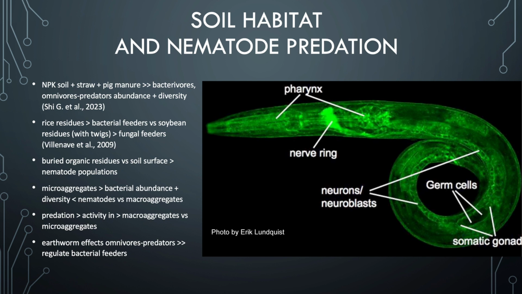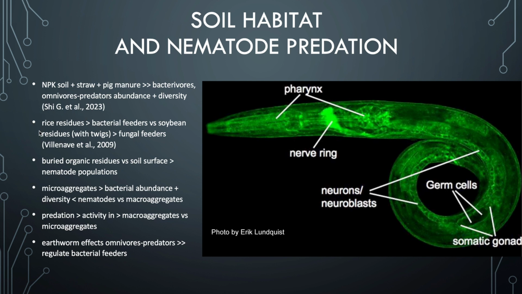travel through soil. So one study has shown that in soil that is subjected to conventional fertilizers, nitrogen, phosphorus and potassium, so NPK, when straw and pig manure were added, this affected bacterivore, omnivore and predator abundance and diversity. So basically having extra organic matter here as well as biochar that was added actually produced a greater abundance and diversity of nematodes in that soil.